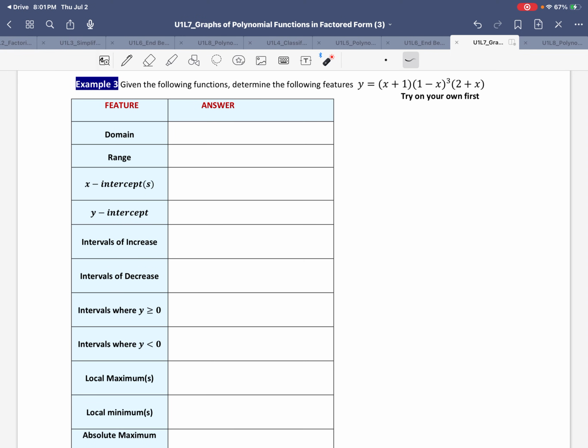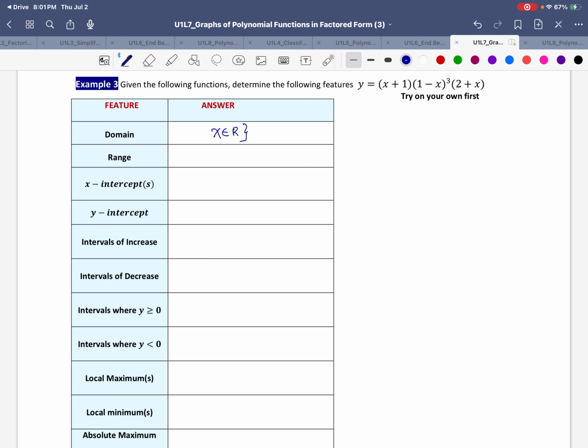Welcome back, everyone. Let's continue with one more example of curve sketching or complete curve analysis of a polynomial function. This time we're looking at y equals (x plus 1) times (1 minus x)^3 times (2 plus x). Let's begin by finding the domain of the function. Since this is a polynomial function, the domain is the set of all real numbers.